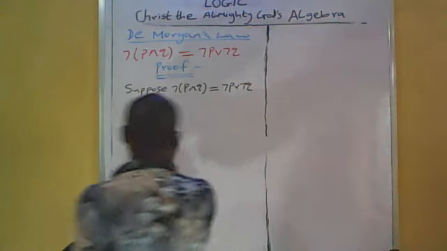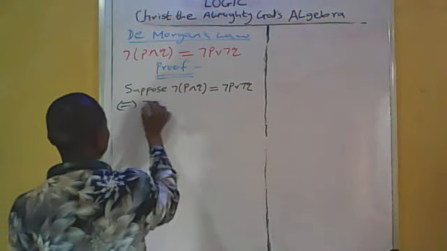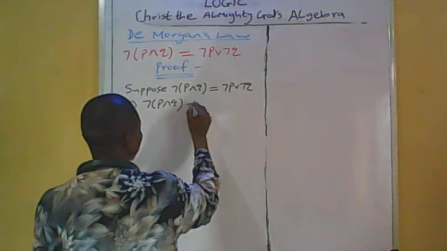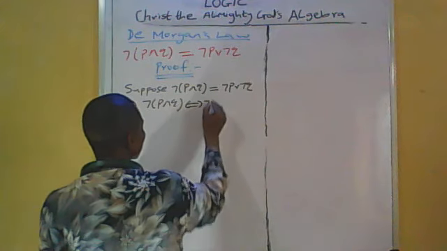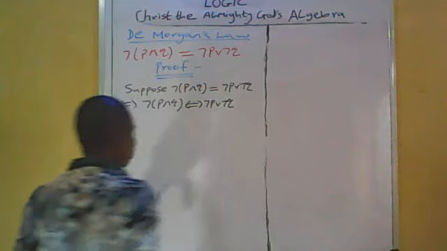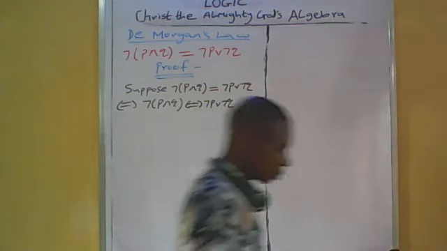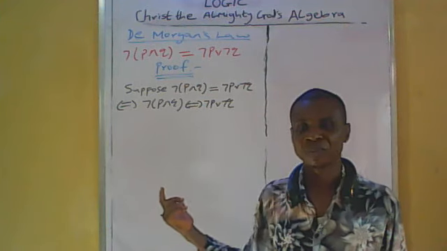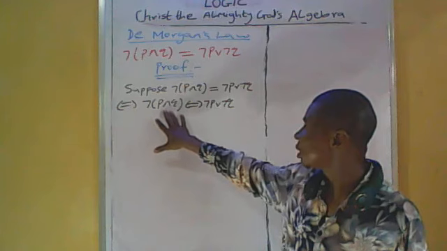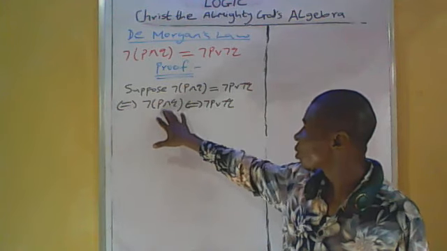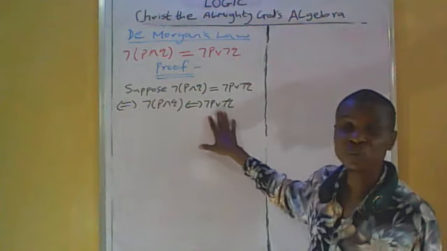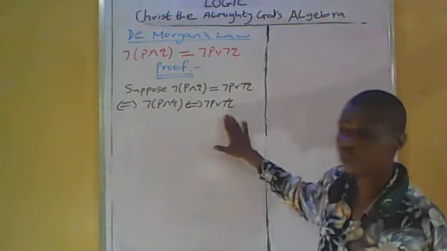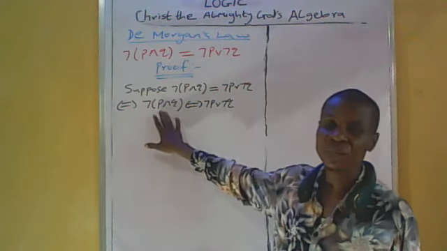That is to say, not bracket P and Q if and only if not P or not Q. We have now transformed it to a biconditional statement. And whenever the left side is true, the right side must also be true. In the other way around, whenever the right side is false, the left side must also be false.